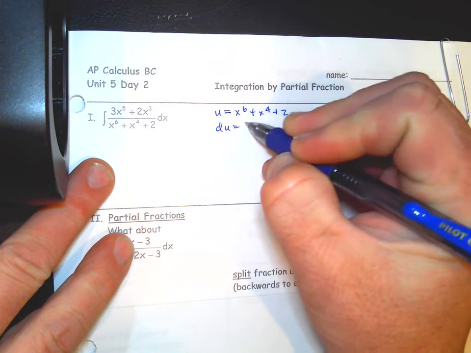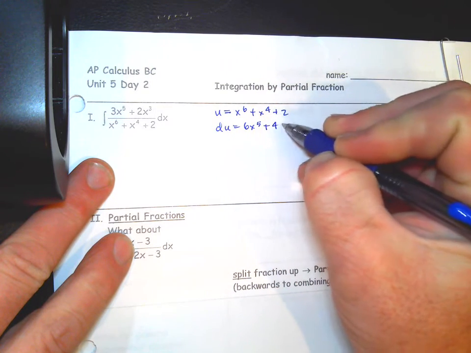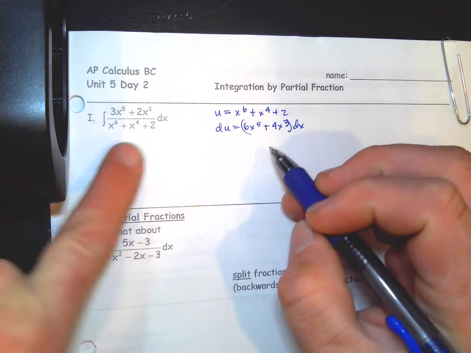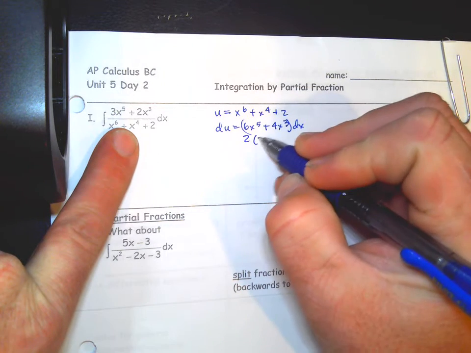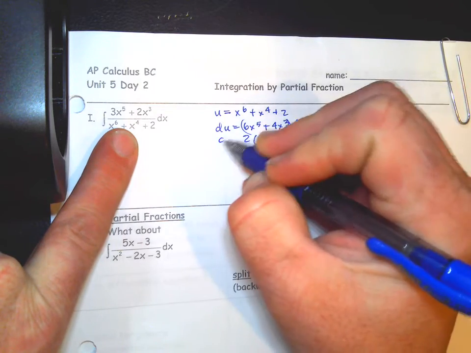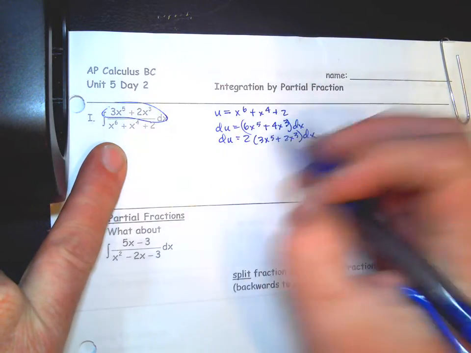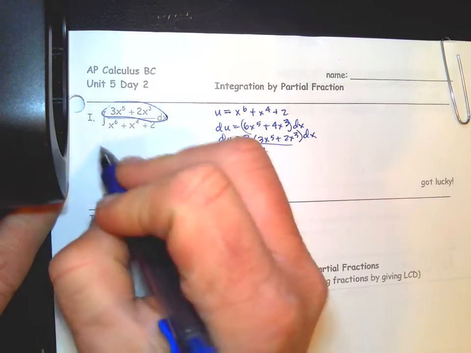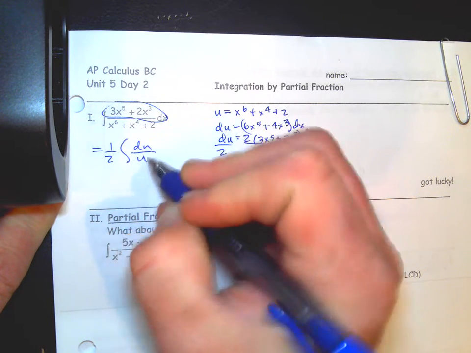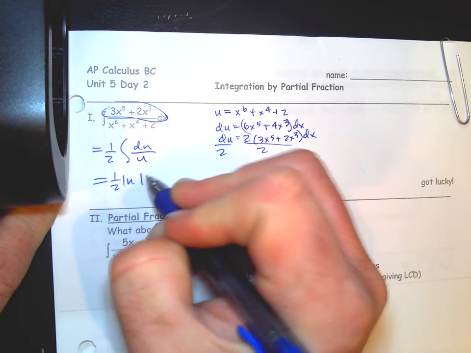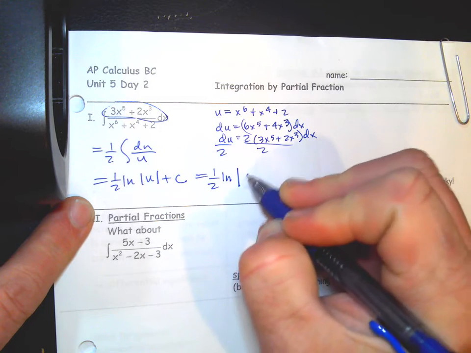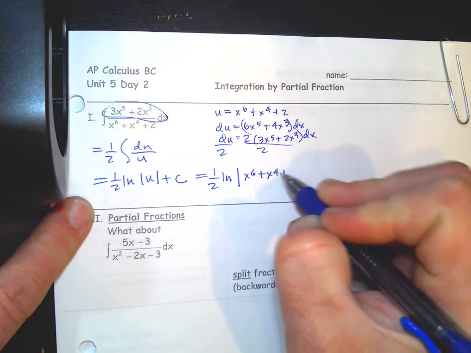So du equals 6x to the 5th plus 4x cubed dx. And this looks like it's going to work. Like we could take a 2 out to get what's on the top, right? I'll give you that. So we're going to divide by 2. Don't want the 2. This is going to be 1/2 integral of du over u. So that's going to be 1/2 natural log of the absolute value of u plus c, 1/2 natural log of the absolute value of x to the 6th plus x to the 4th plus 2 plus c.